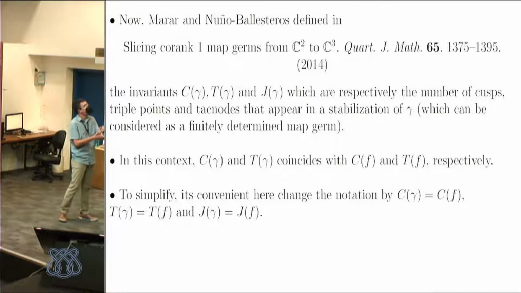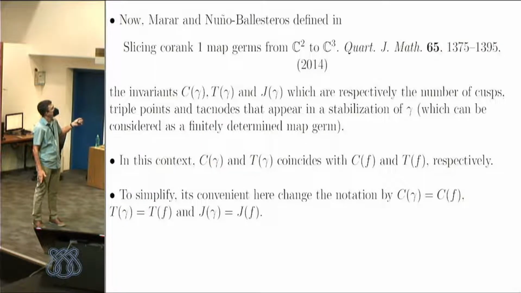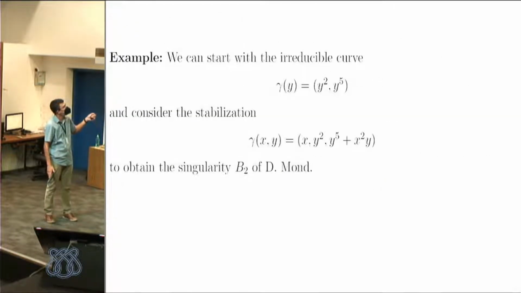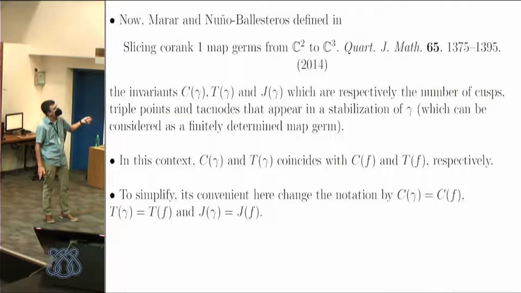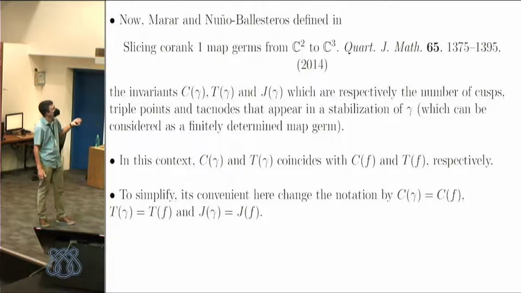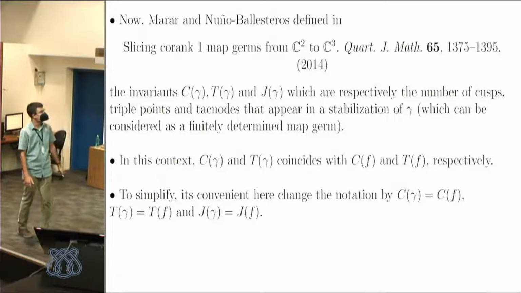So Marar and Nuño-Ballesteros define in the same paper another invariant, three invariants more precisely, denoted here by C(γ), T(γ), and J(γ). So here we are taking stabilizations of plane curves. You can consider some singularities that appear in the stabilization of a plane curve. C(γ) is the number of cusps that appear in the stabilization of γ. T(γ) is the number of triple points, and J(γ) is the number of tacnodes that appear in the stabilization of γ.